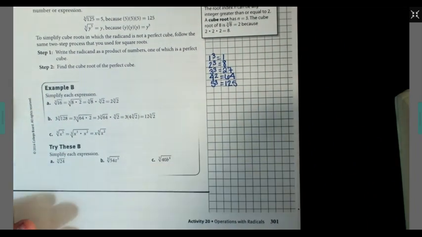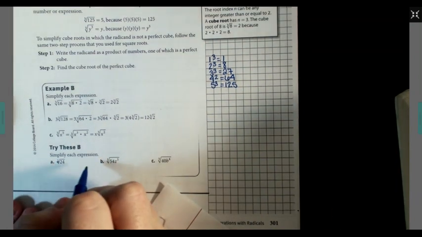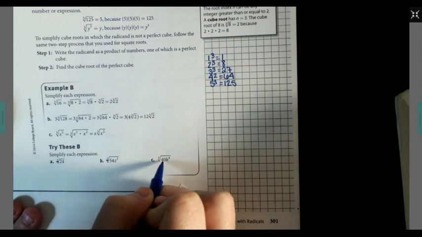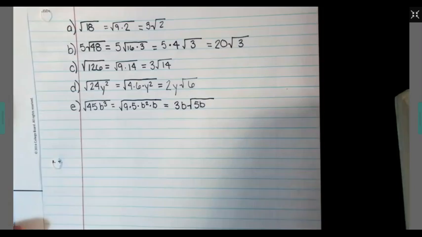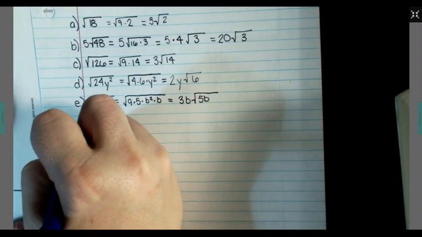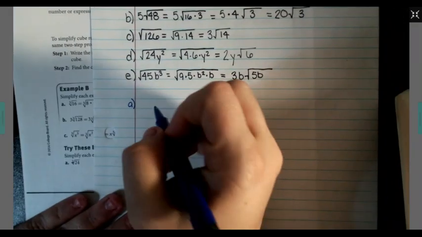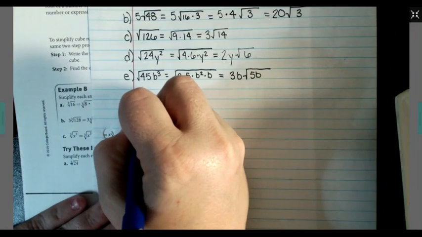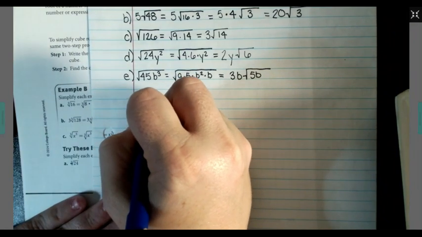So example B has been worked out for us. We're going to dive into these last examples. Notice that each one of these has a cube. We're doing the cube root. These are not understood square roots. So A said the cube root of 24.